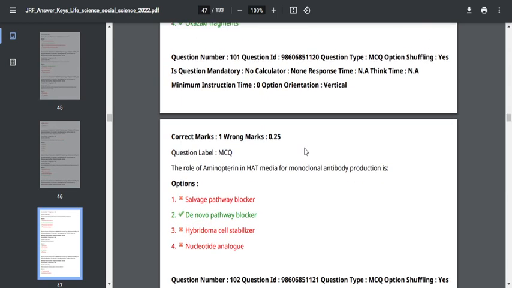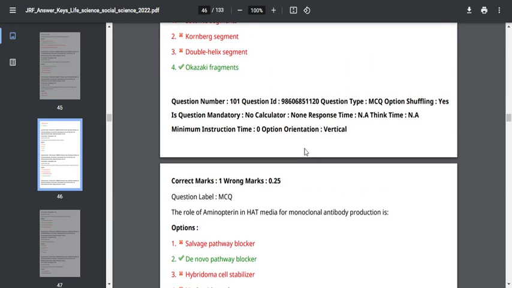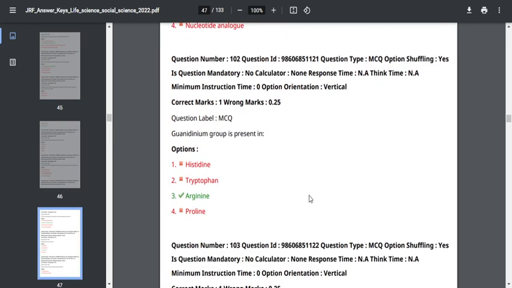The next question is the role of aminopterin in HAT medium cells. Aminopterin is generally used to block the de novo pathway. The guanidinium group is present in the amino acid arginine.